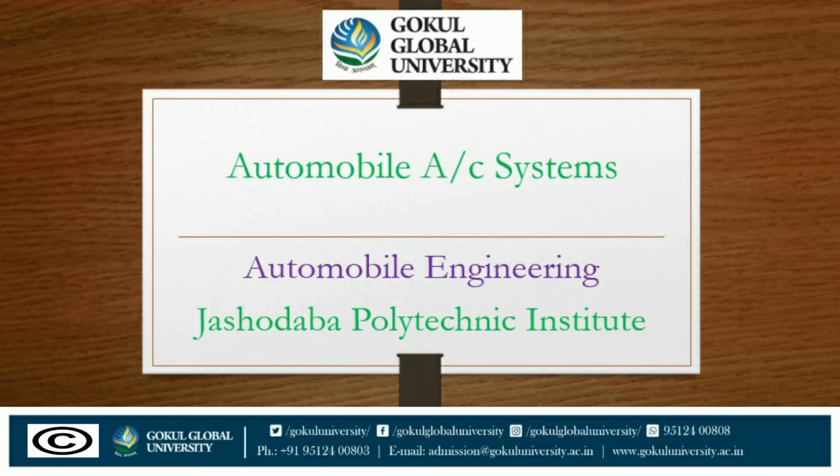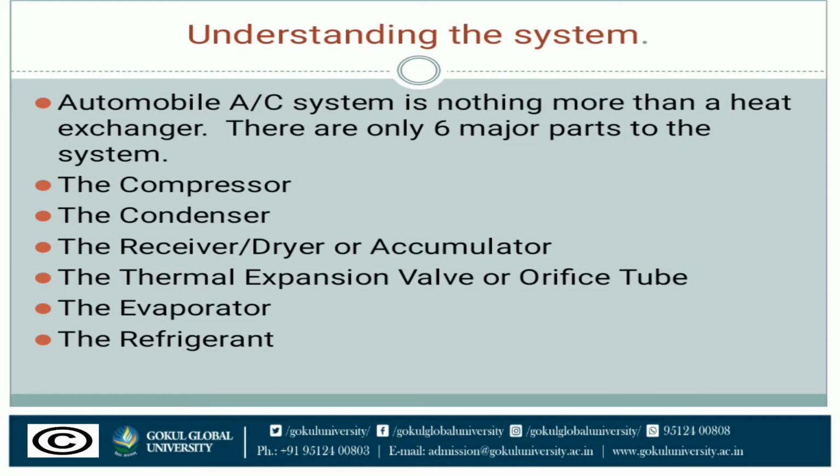Today my topic is automobile AC system. So let's have an introduction to the automobile AC system. An automobile AC system is nothing more than a heat exchanger. There are only six major parts to the system: the compressor, the condenser, the receiver dryer or accumulator, the thermal expansion valve or orifice tube, the evaporator, and the refrigerant.